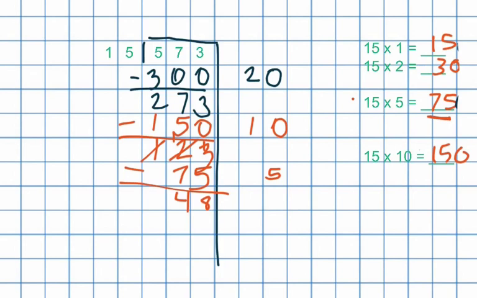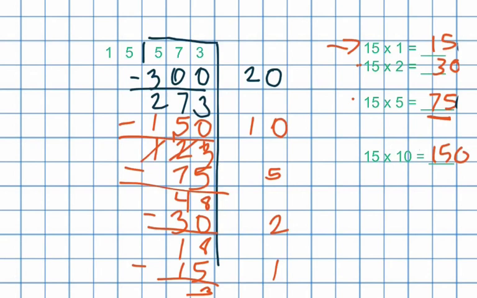From here, I see that the next largest chunk I can take is 30. Ooh, my 30 looks kind of sad. So 48 minus 30 would be 18. And I see that to get 30, I multiplied 15 times 2. So I write my 2 on the outside of my bar, and now I have 18. The largest chunk I'm now able to take is 15, and when I subtract it, I have 3 left over, and I realize to get to 15, that is 15 times 1.